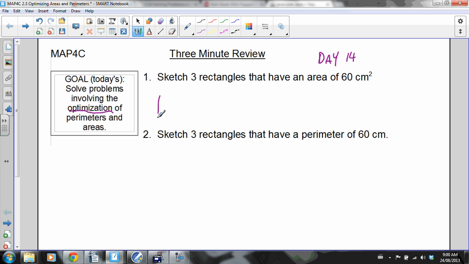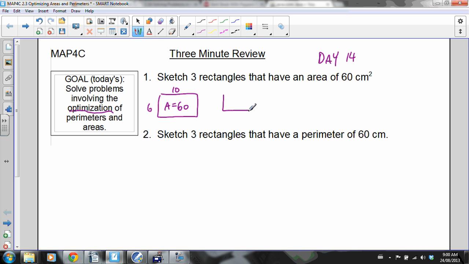Number 1: sketch 3 rectangles with an area of 60. I should use a ruler, but I'm not worrying about that. If the area is 60, I need the length and the width to multiply to get 60. So I just have to find some values that will work. And, well, there's one: 6 times 10 works.